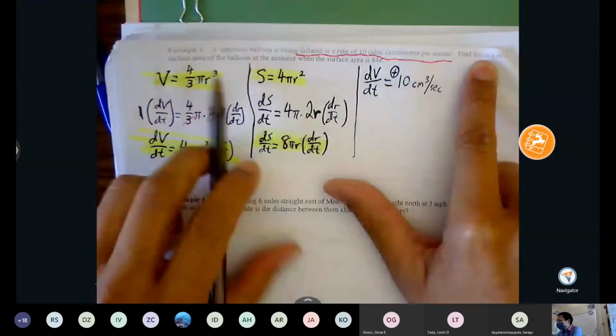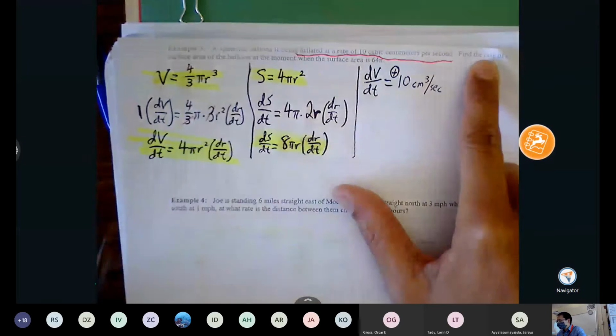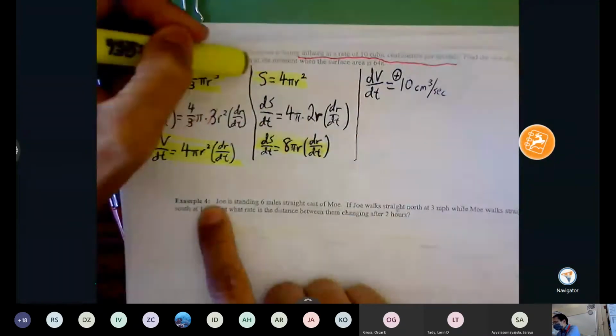Okay, find the rate of change of the surface area of the balloon. Okay, what are we looking for?